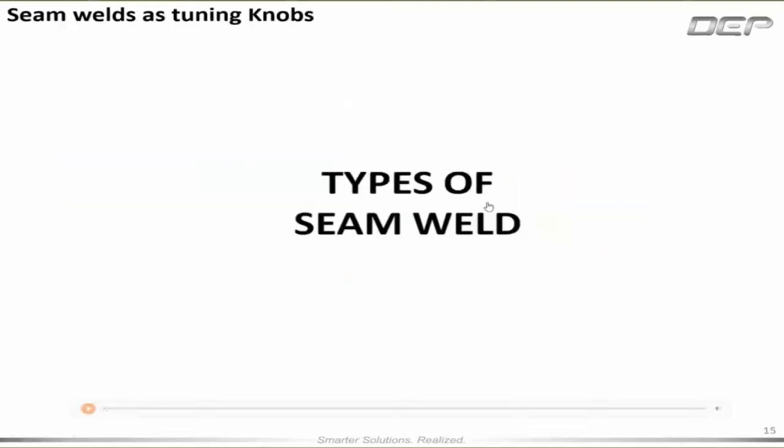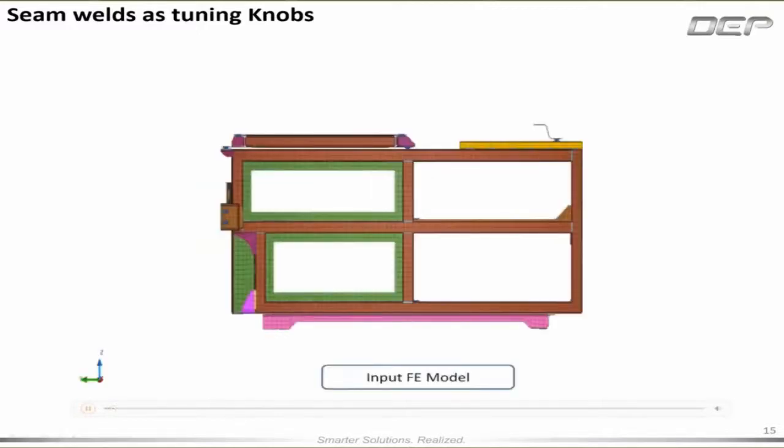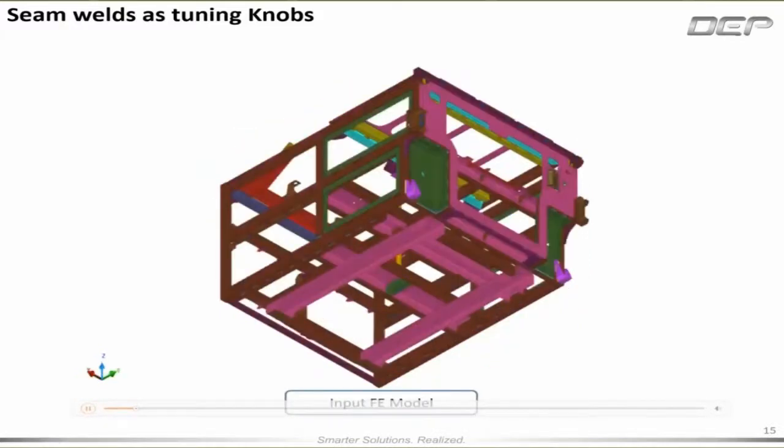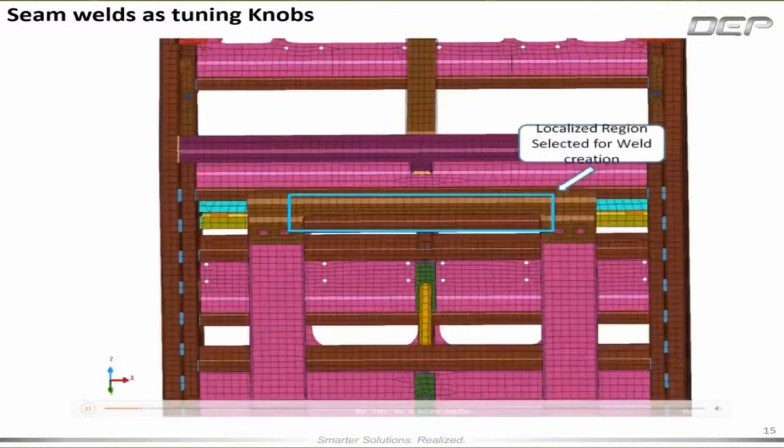Moving on to the next slide, which is our seam welds. After doing the meshing, how are we going to do the welding? What are the types of welding we have? That is also what I'm going to show you here. It is one of the fabricated structure components, where we have an entire sheet metal assembly. For two sheet metal components, how are we going to do the welding?